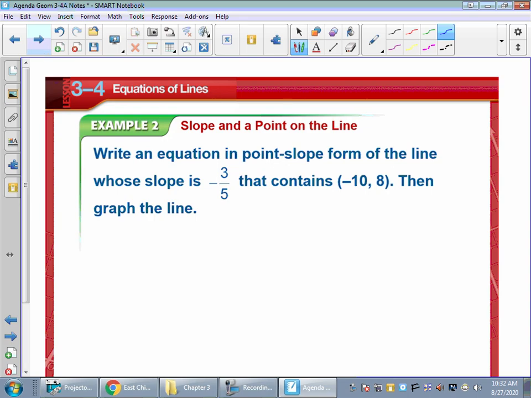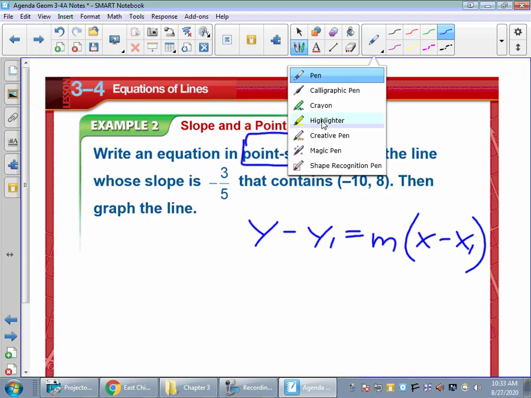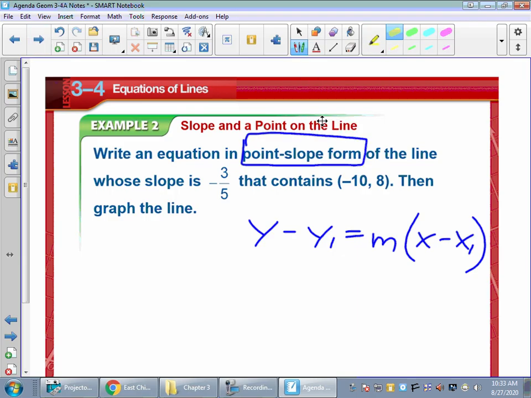Okay? So again, what do they want? They want it in point slope form. So again, remember what you need. You need a slope, and you need an x-coordinate and a y-coordinate. So if I start with point slope form, remember what that is. It's y minus y1 equals m times x minus x1. And if I look and say, what do I need to have? I need my slope, and then I'm going to need an x1 and a y1, the x and y coordinates.